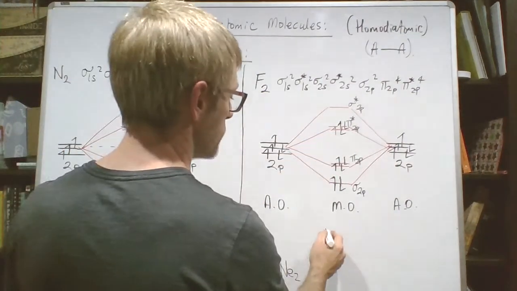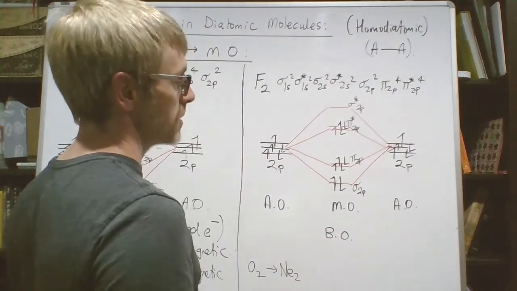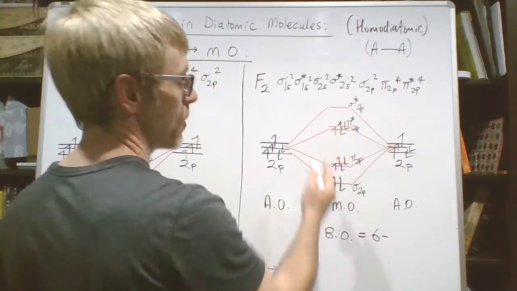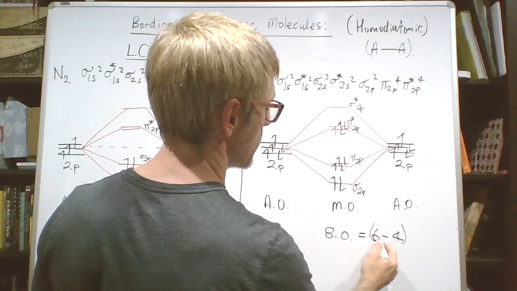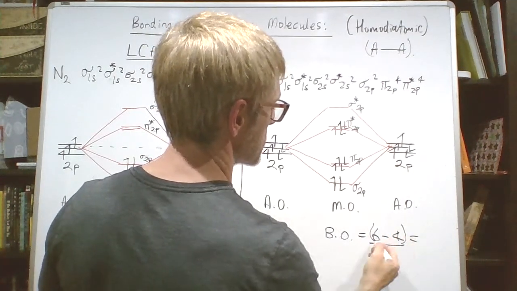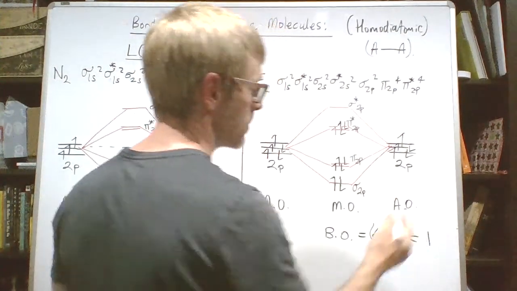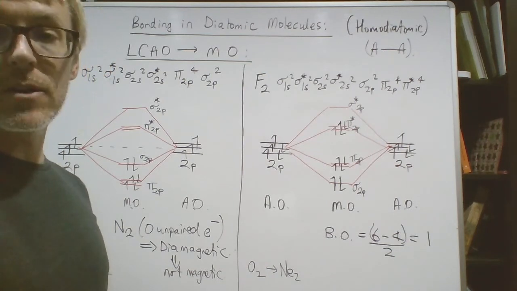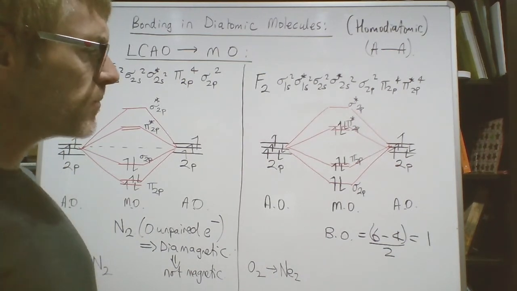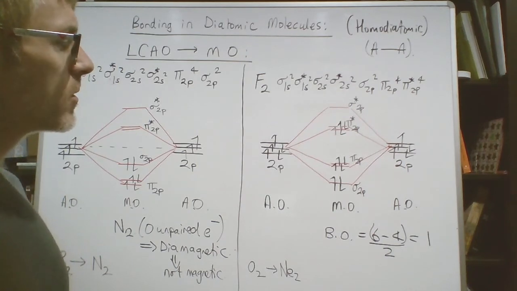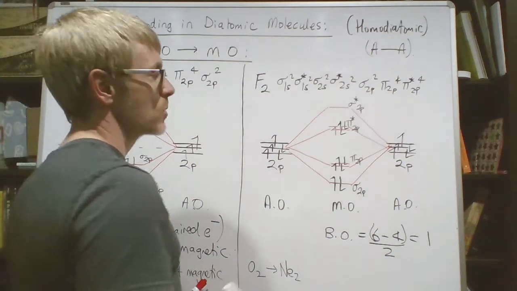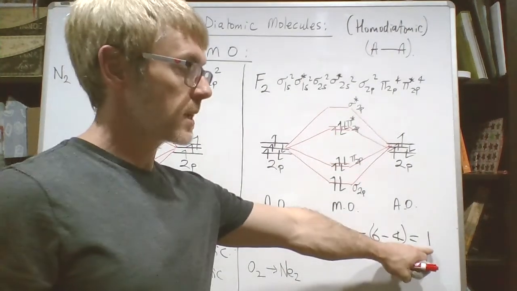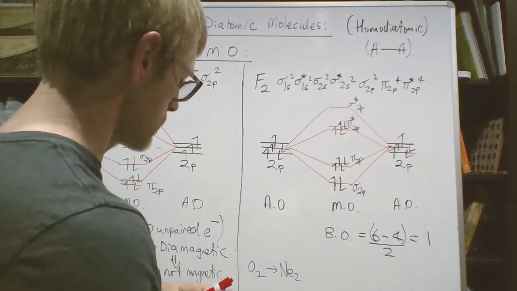Our bond order, we can start to see that we have 6 bonding electrons. We have 4 anti-bonding electrons. Take the average. 6 minus 4 is 2. 2 divided by 2 is 1. So we have something that's definitely weaker than a dioxygen bond, and about the same as a dicarbon bond. Notice this is diamagnetic. There's no unpaired electrons, so difluorine, although it exists, is not a magnetic structure.